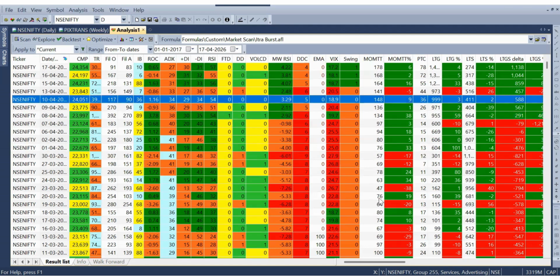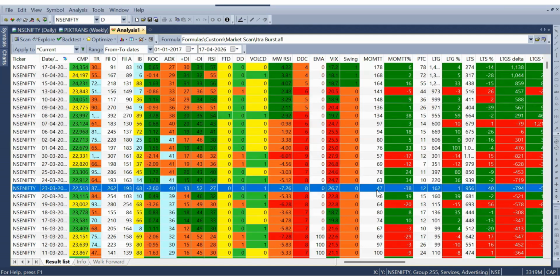Point number 4, at one point of time, we had only 47 stocks in stage 2. That is very low. Almost 1% of the stocks in the market were in stage 2. That is a very bad scenario.